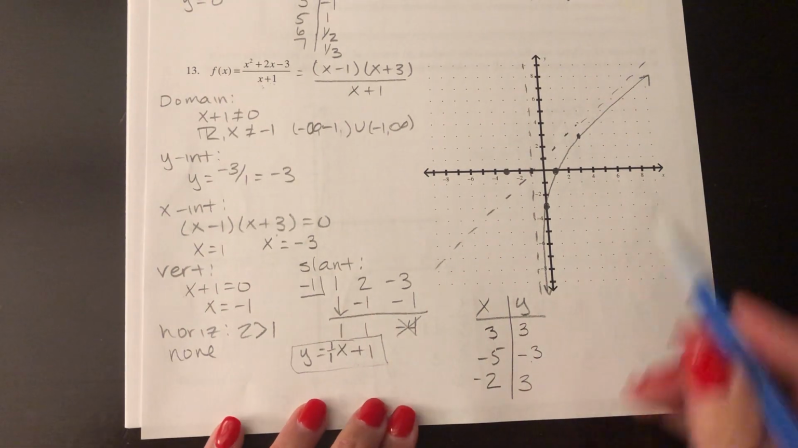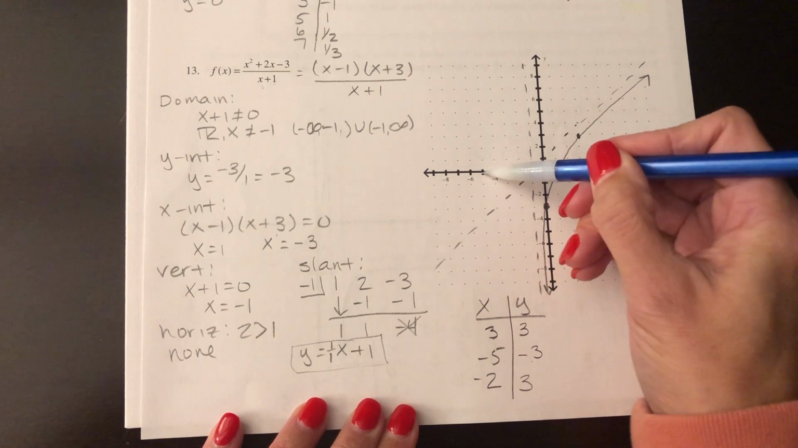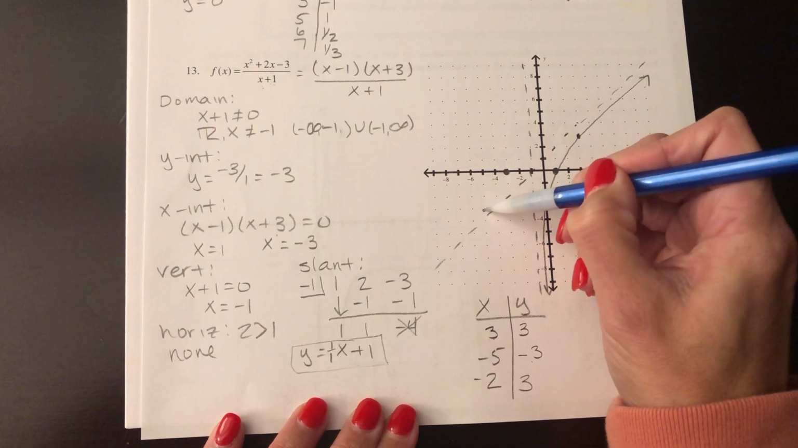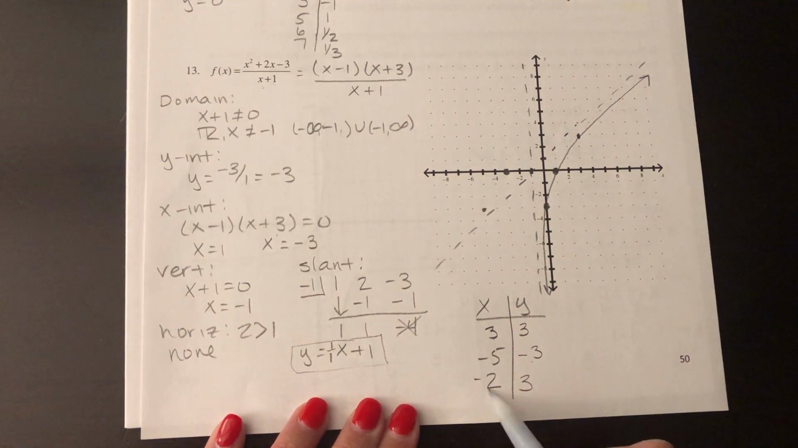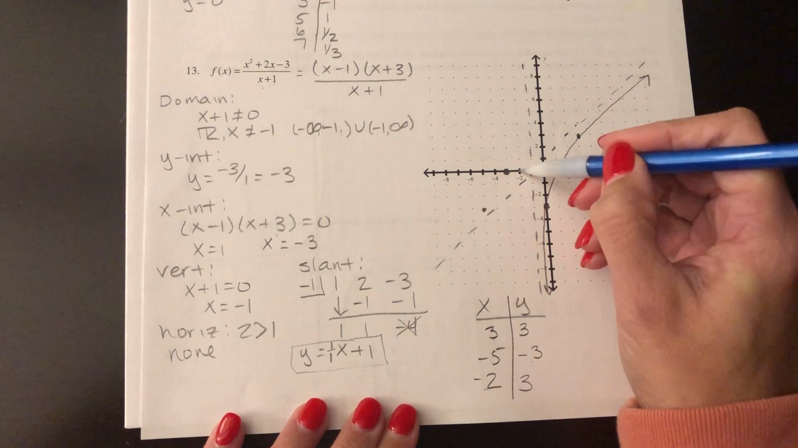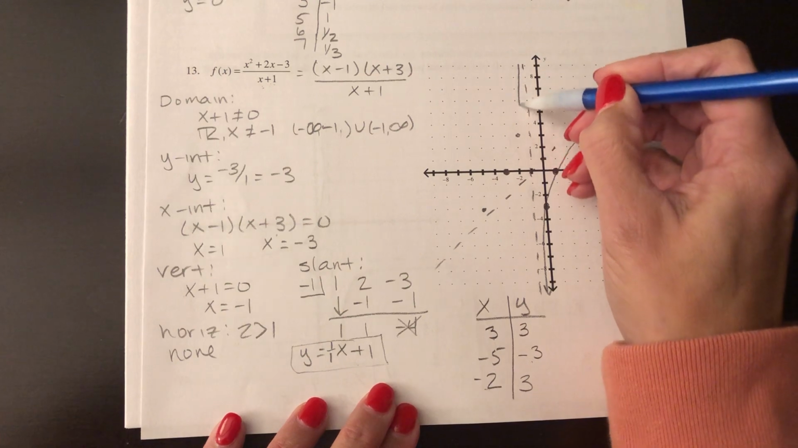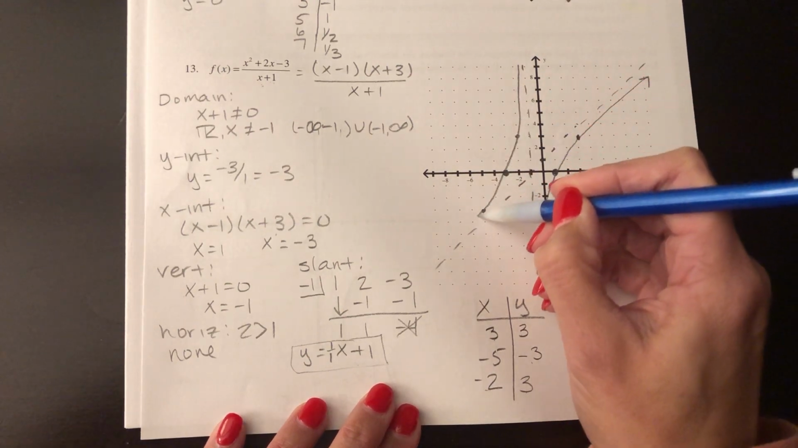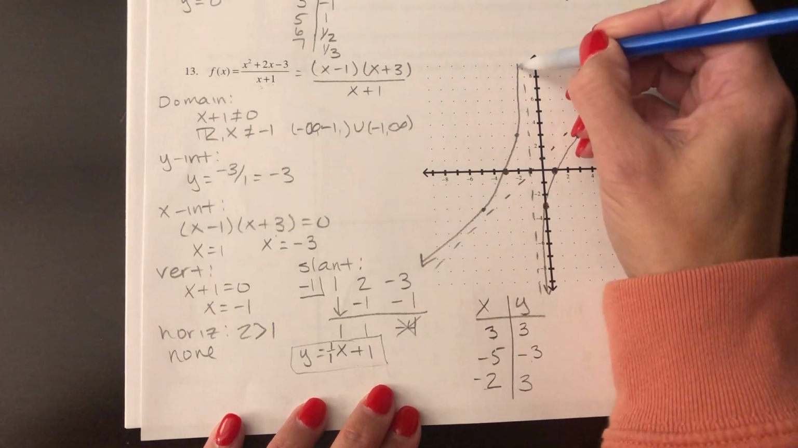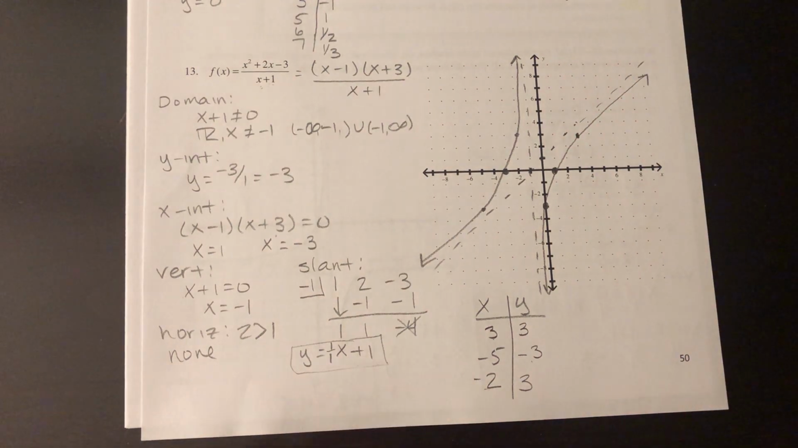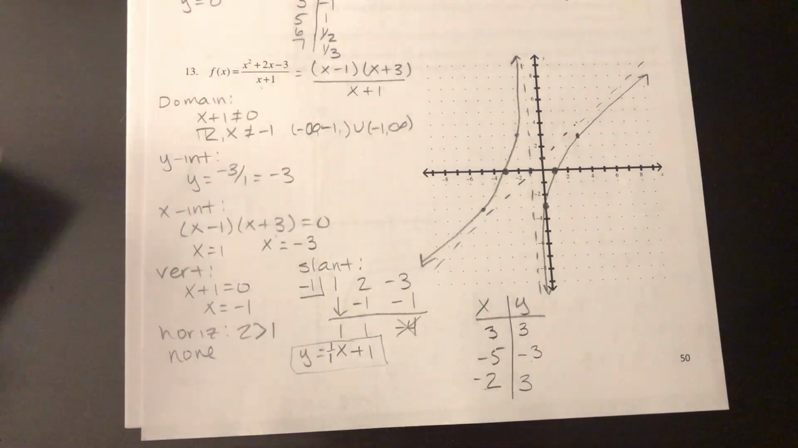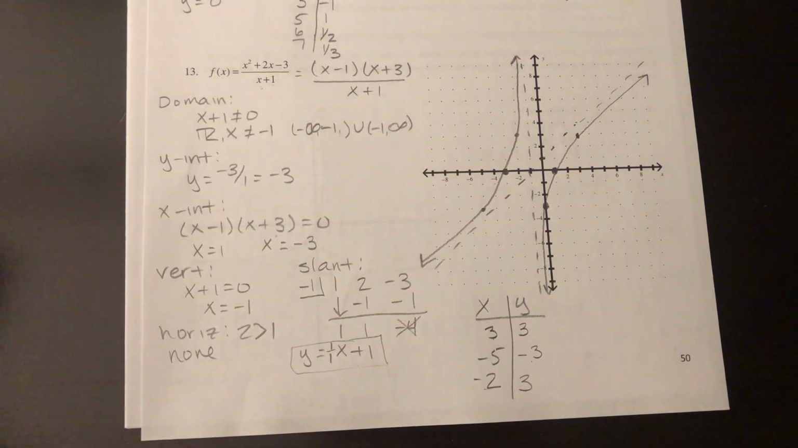Okay, -5, 3. -5, -3. And then -2, 3. And then you can see what this one's going to look like. All right. So that concludes our lesson on graphing rational functions. Now you're ready to try it on your own.